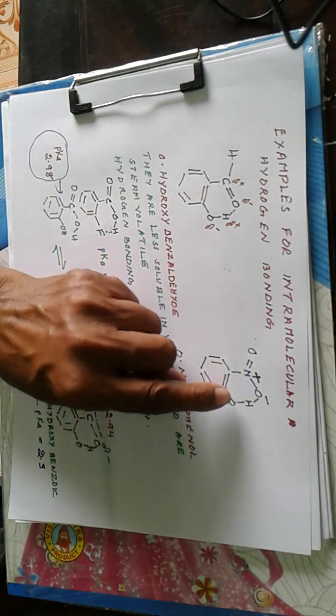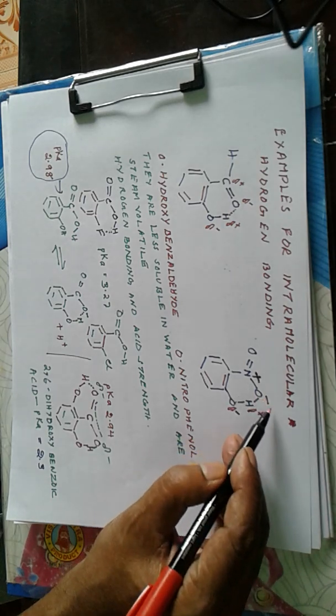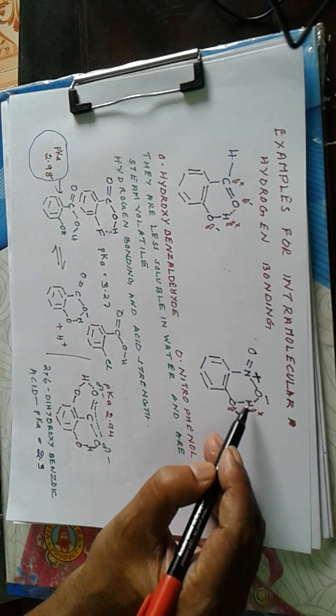Similarly, orthonitrophenol, the OH bond is polar with a delta negative and delta positive charge. The NO bond has a negative charge over the oxygen atom, so there is weak bonding between oxygen and hydrogen, that is, a hydrogen bond is formed. So orthonitrophenol also acts as a single unit. Now they are less soluble in water because they cannot form hydrogen bond with the water. The hydrogen bond is formed within the molecule, so they are less soluble in water.